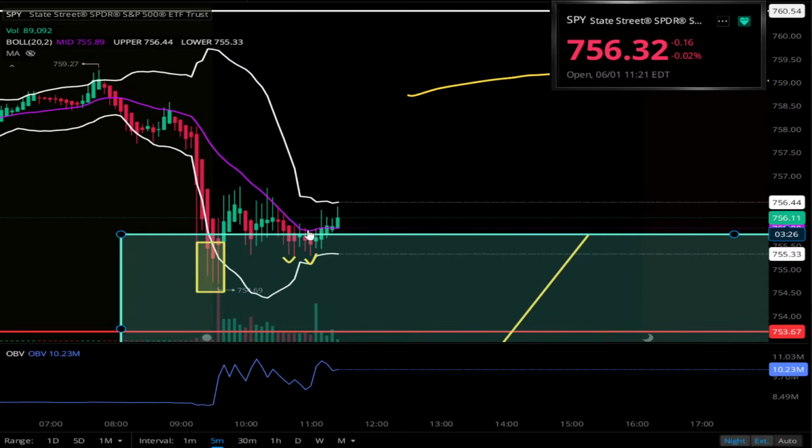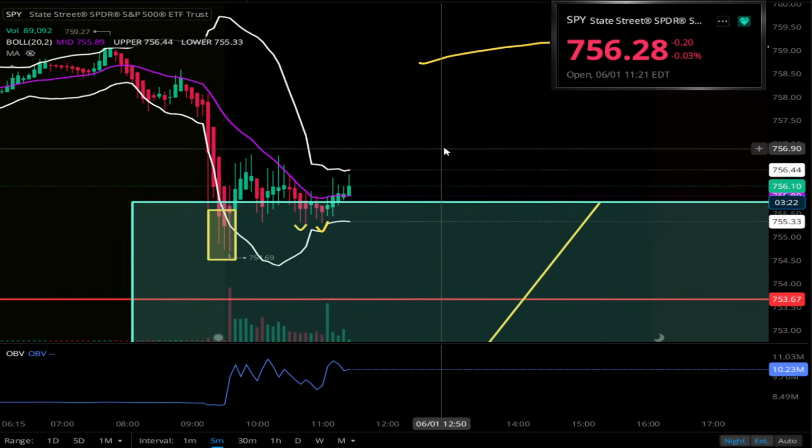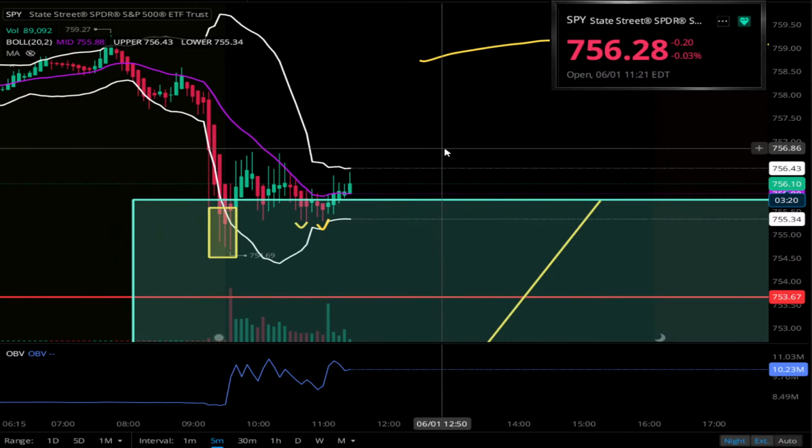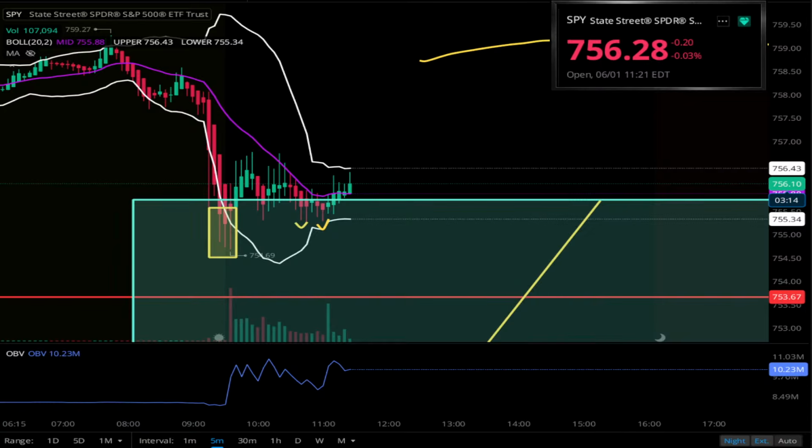Seeing Spy starting to complete this cup a little bit, but it's still not there yet fully. Yeah, I think the upside on Microsoft could be absolutely huge. But yeah, let that pullback happen. From that pullback, it's super good to go. I mean, on Meta.